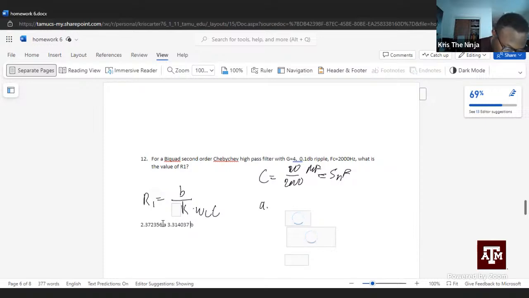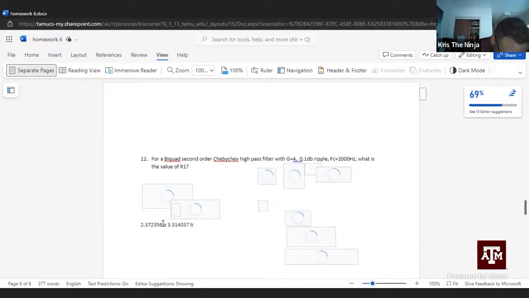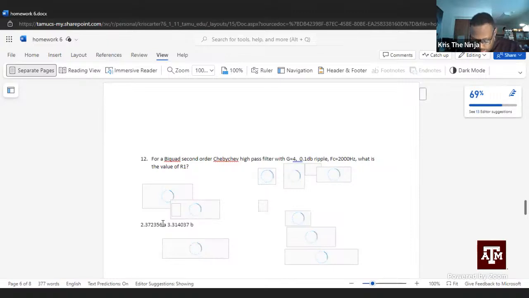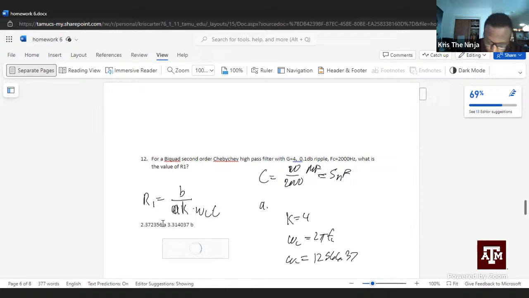Then we just do 3.31437 over, and I'm going to do this in the calculator. So 2.372356 times 4 times omega C, which I can just pull from here, times the capacitor value. Then 3.314037 divided by this value gives an R1 value.